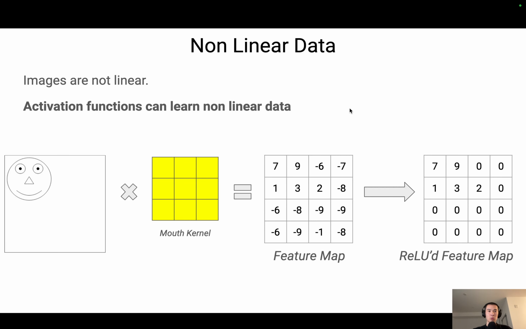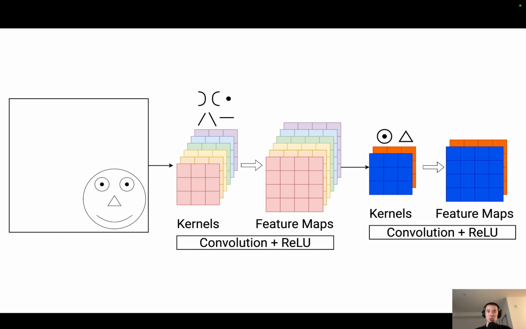Now, we are working with nonlinear data because images are not linear, and activation functions can learn nonlinear data. So let's use the ReLU activation function. Here's the feature map, and if you'll remember, a ReLU activation function will keep positive numbers the same, but turn all negative numbers to 0. So here is a ReLU feature map. And now this is our new understanding of what happens in a CNN. Convolution plus ReLU, convolution plus ReLU.